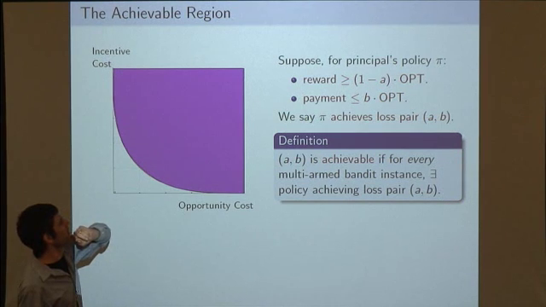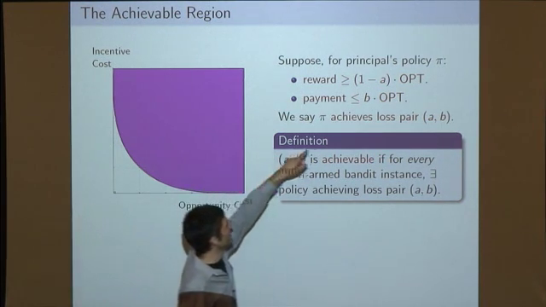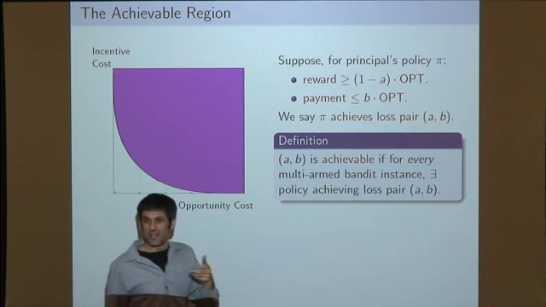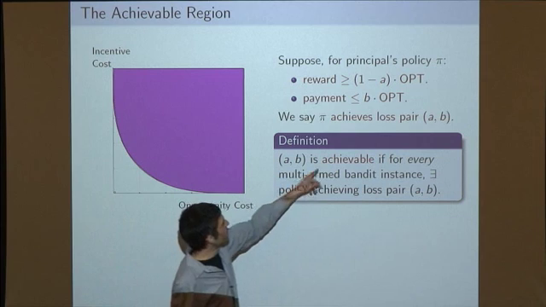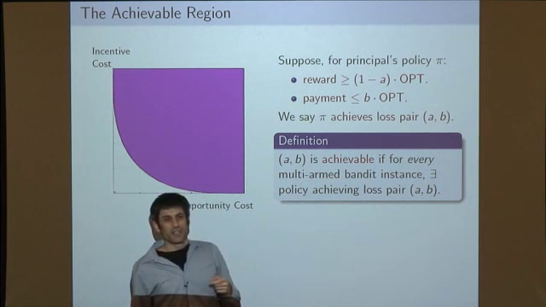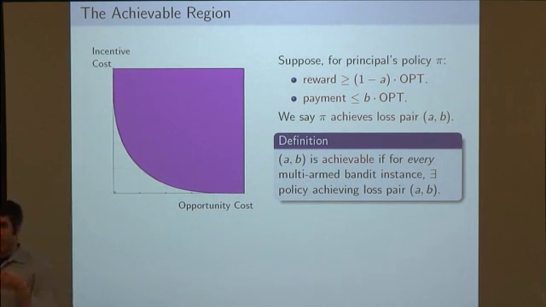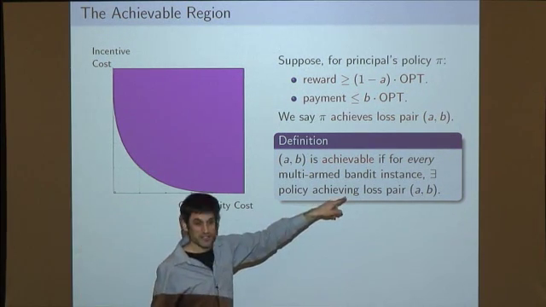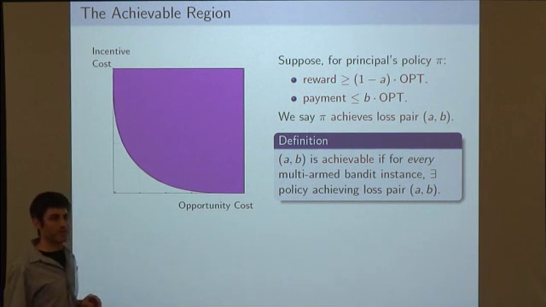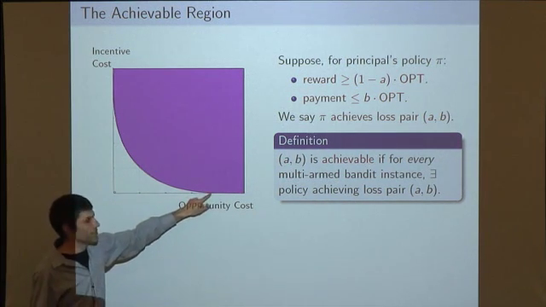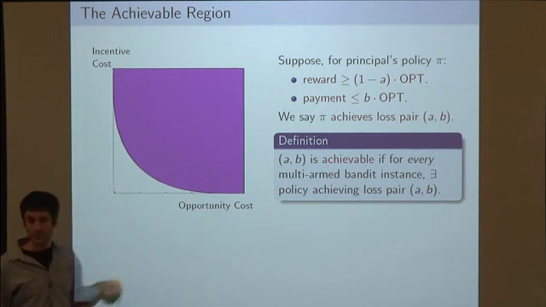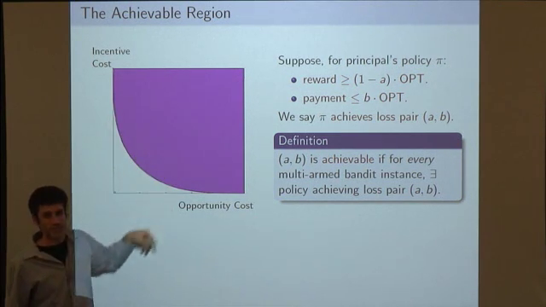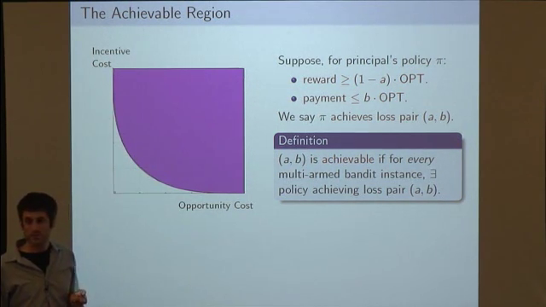I forgot to define achievability. If a policy satisfies these two inequalities, we say it achieves the loss pair a, b. And then we say that a loss pair is universally achievable if for every instance of the multi-armed bandit problem, no matter what priors you have on the arms, there always exists a policy that achieves that loss pair. So the previous result with the 1 minus gamma in it says that the point 0, gamma is universally achievable. And the objective of the paper is to map out the entire achievable region and not just its x-intercept.